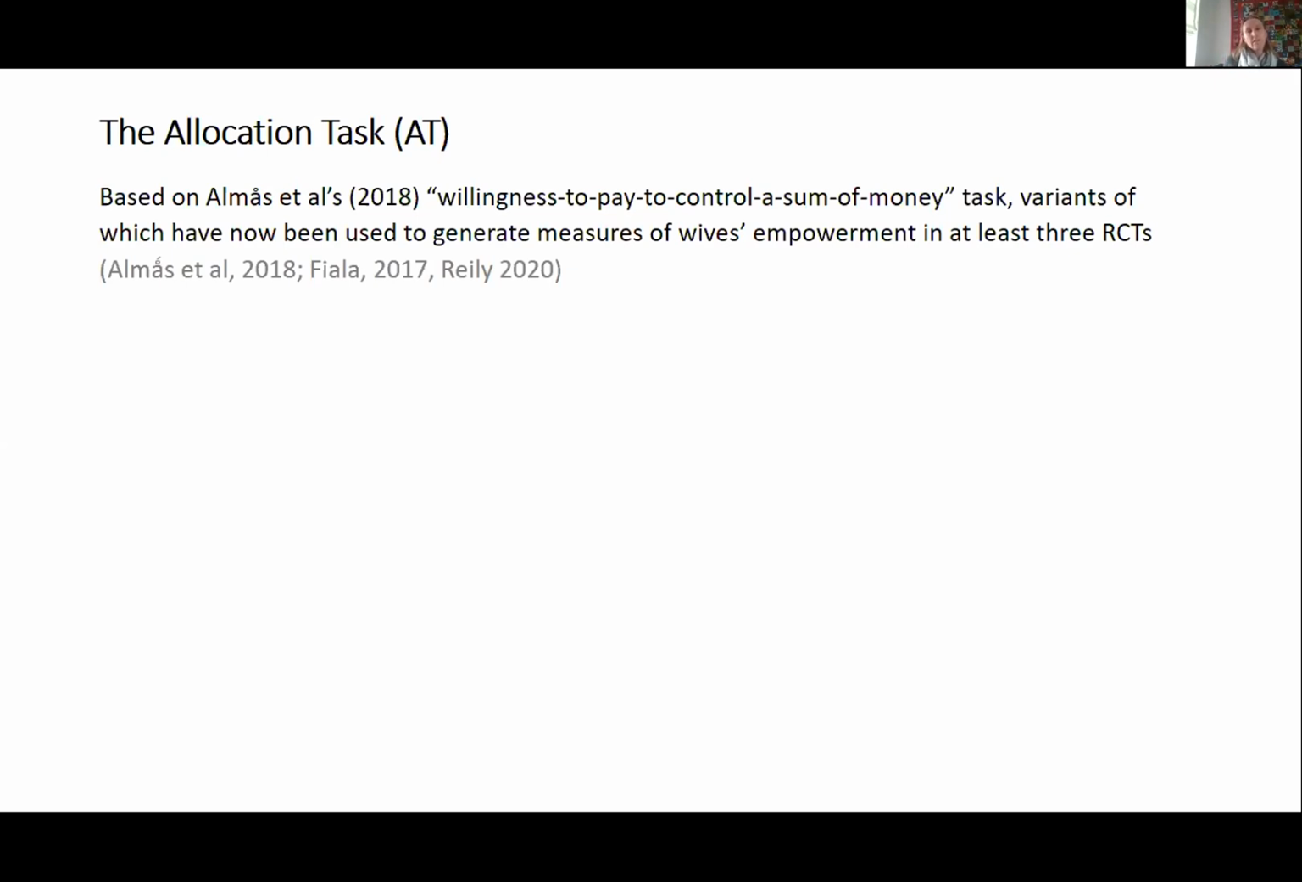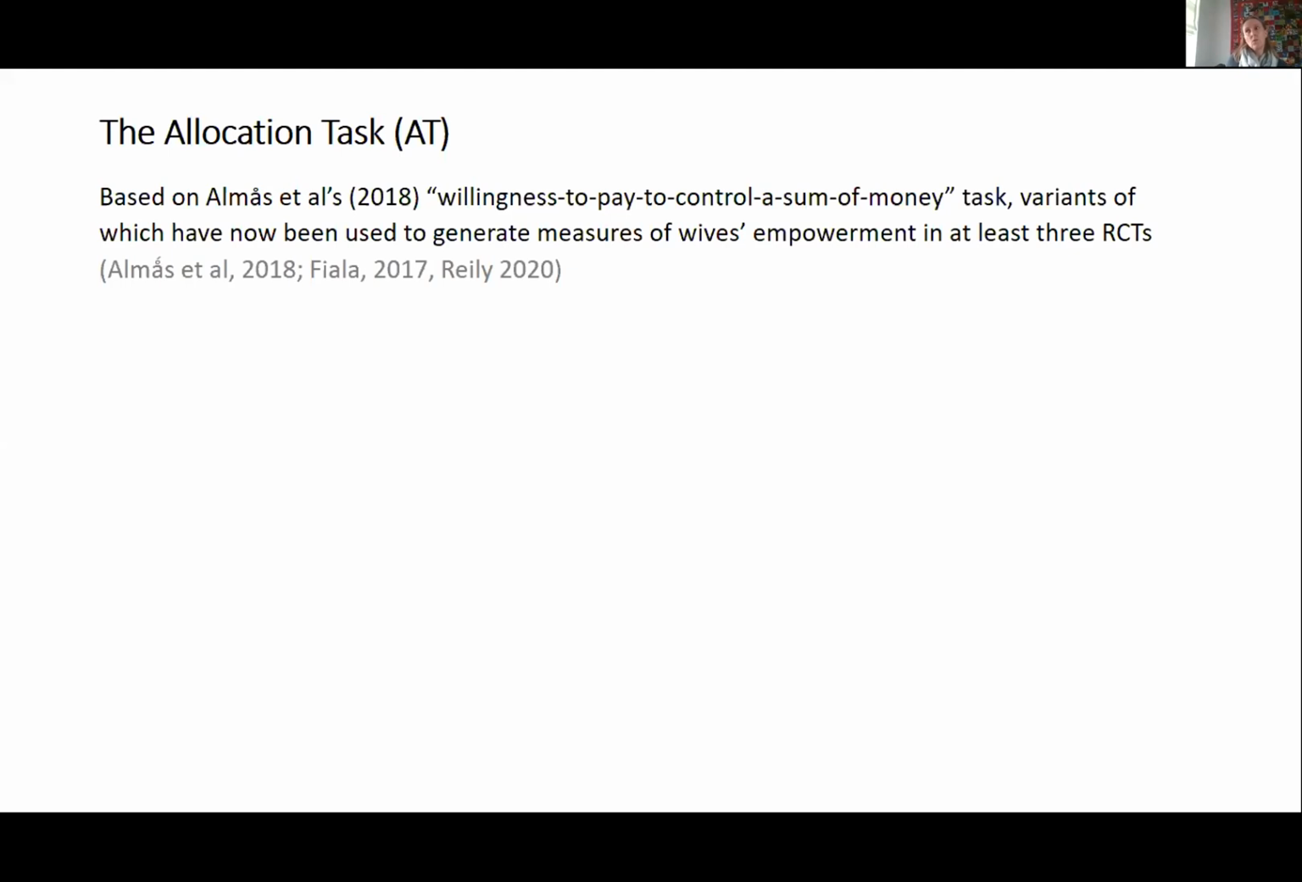At the heart is the allocation task, and this is based on Almas and co-authors' willingness to pay to control a sum of money task. At the time when we conducted our experiments, we believed we were the first to develop an adaptation of Almas's task, but it turns out that at least in 2 other studies, both RCT focused, adaptations of this task have been used as well.